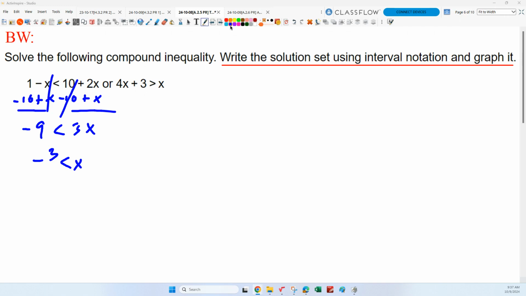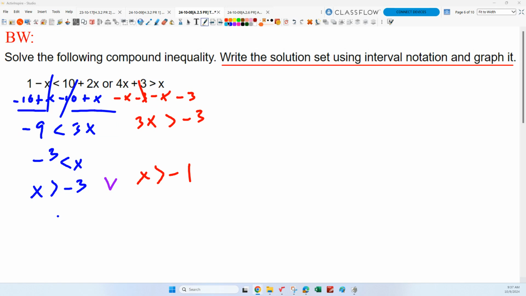Maybe we want to flip that around and write it this way. So there's one part of our solution. Or, how about the other side? On the other side, we subtracted x and subtracted 3, and we got 3x is greater than negative 3, so x is greater than negative 1. Isn't that right? Those are the two you got? Okay, it's an or statement though. So it's an intersection or a union. A union. Think what a union means now.